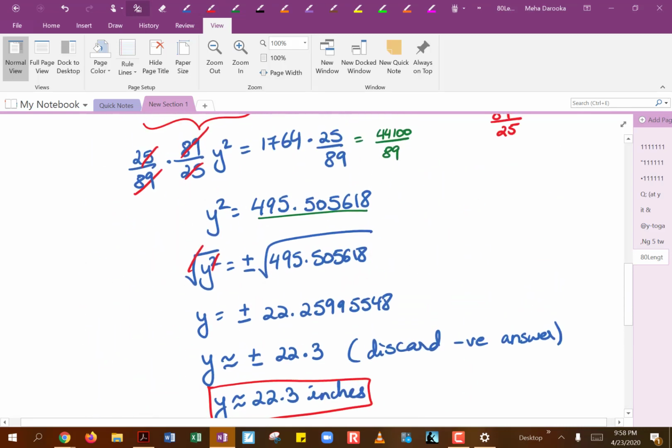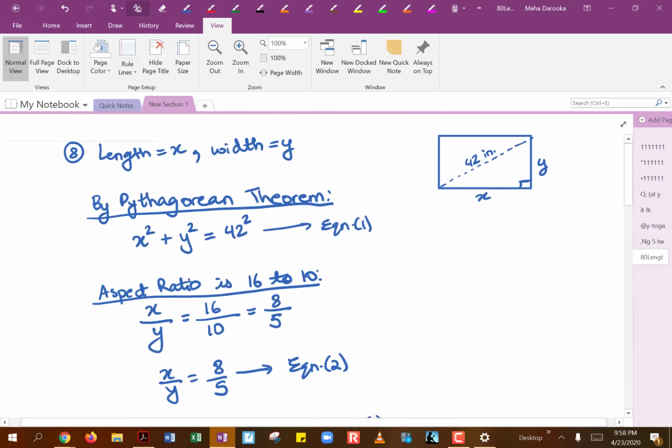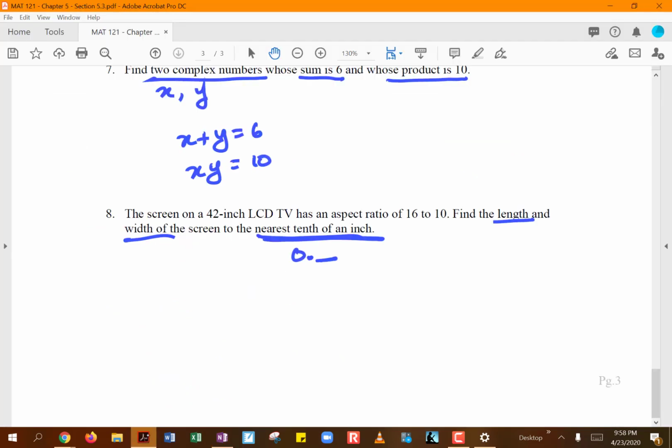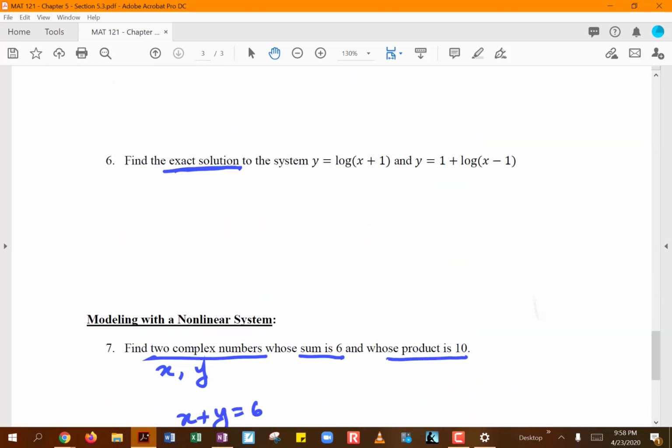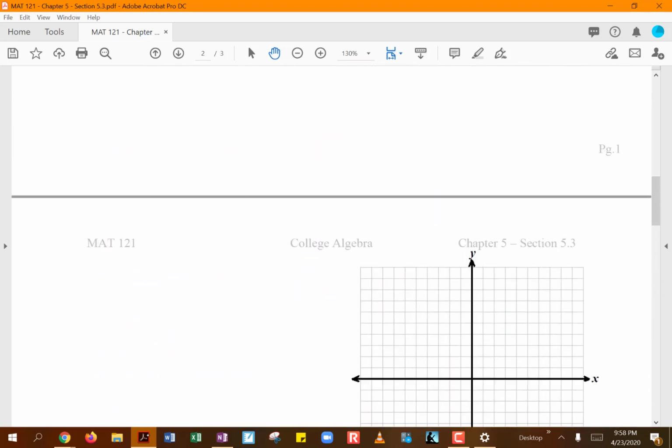Okay, so hopefully you can kind of see how you can either use the addition or the substitution method, and of course it would really depend on the type of example you have and which method seems to make more sense. Okay, so this was your handout for section 5.3.